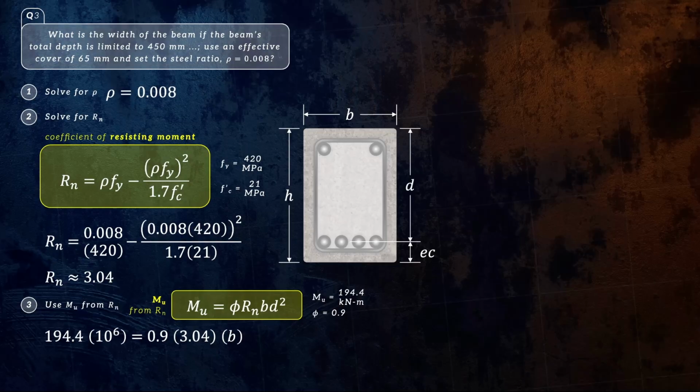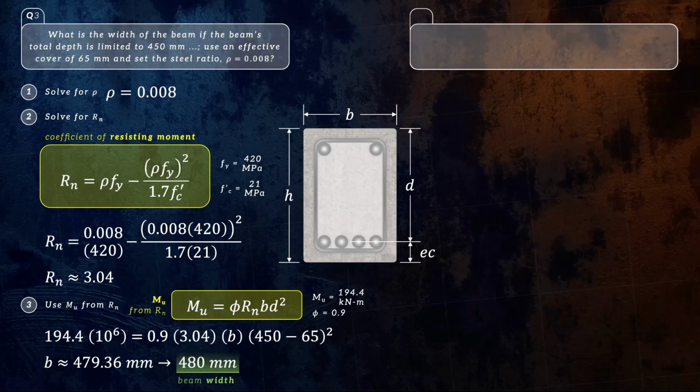From this figure, we can see that the effective depth d is simply the total depth h, given as 450 mm, minus the effective cover, given as 65 mm. Then square the difference. Solving for b would give you a value approximately equal to 479.36 mm, which we must round up to 480 mm since we are designing for a dimension of our beam. And this is the final answer for the third question.